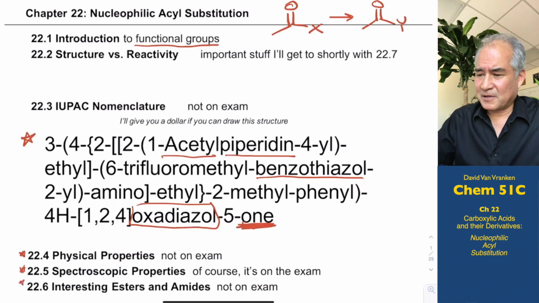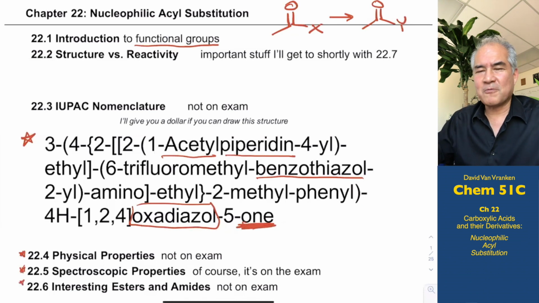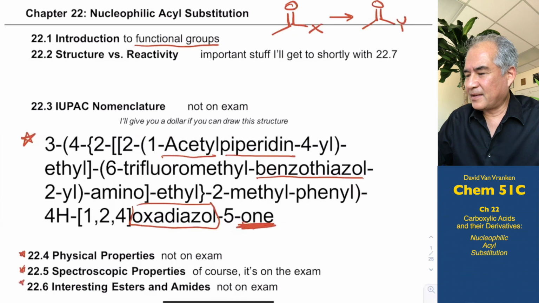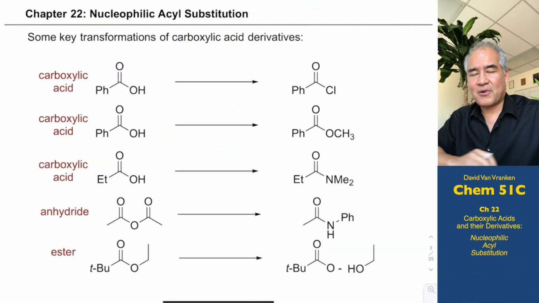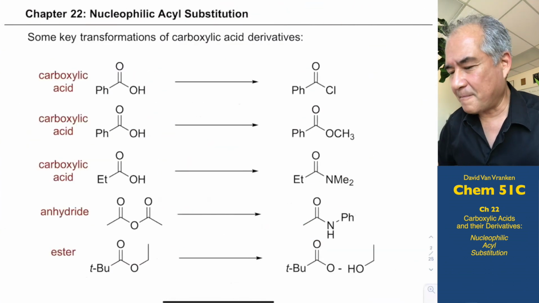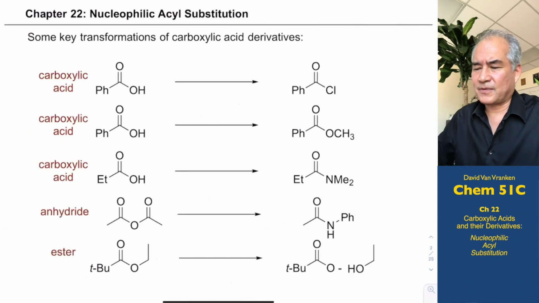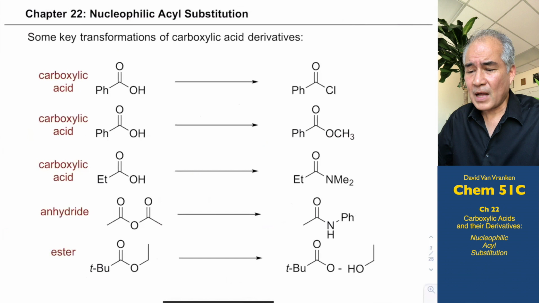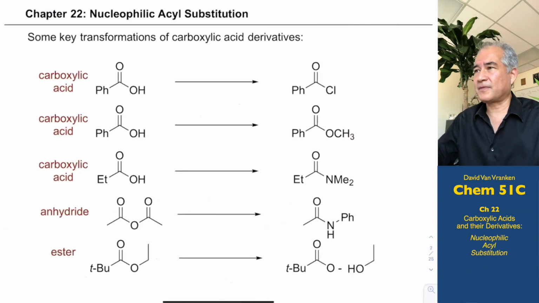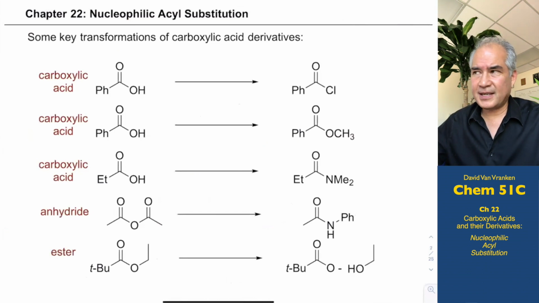So really the first part of this chapter is just kind of getting you ready to start talking about chemical reactivity. That's what I'm going to ask you about. I'm going to ask you about chemical reactions, solving problems using mechanistic thinking, and synthetic transformations. Let's go ahead and talk about some of the key transformations of carboxylic acids that you're going to see here in this chapter.